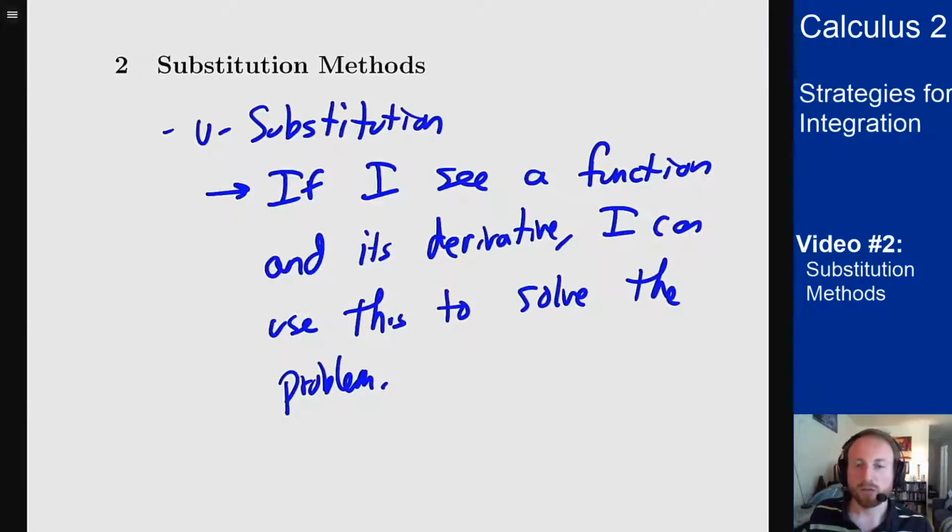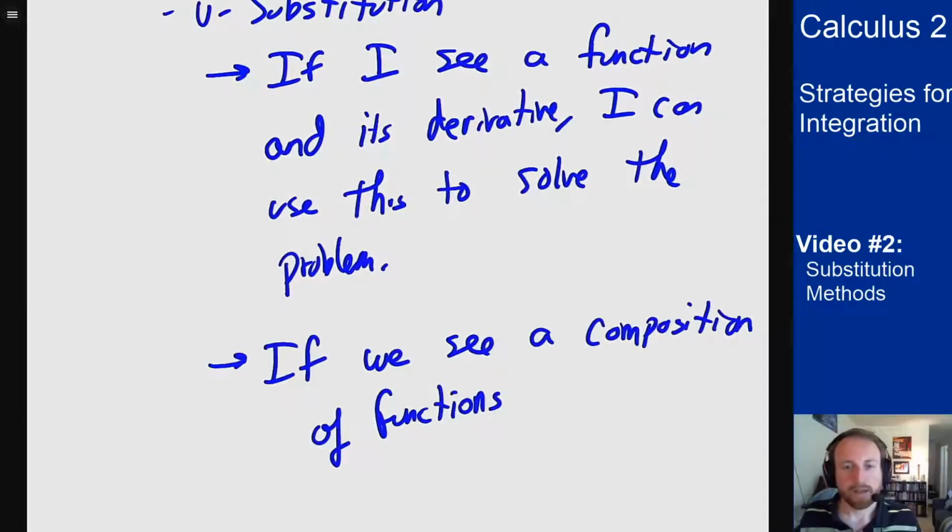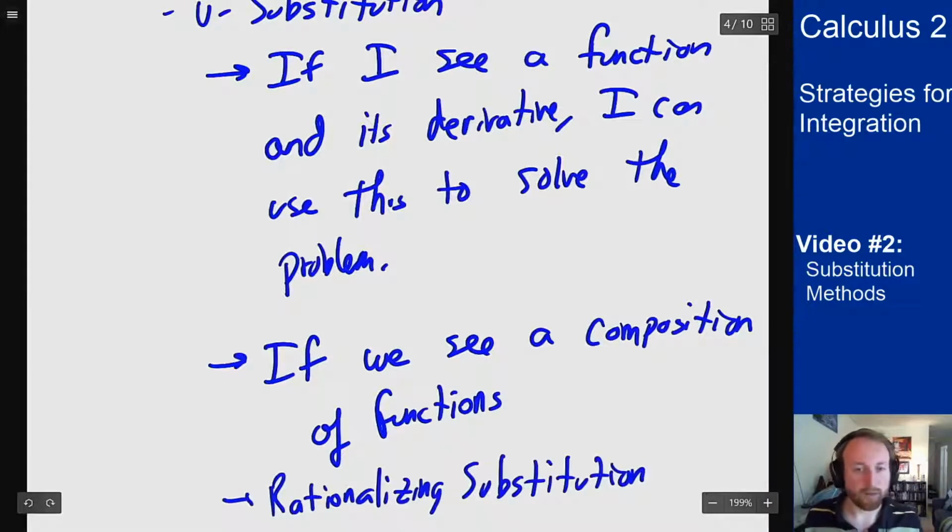You also will want to think about this when you see a composition of functions. When you see one function inside another, we have no way to integrate that right away, but if we can get rid of that part that's inside, make it a u, then we'll be able to integrate the resulting expression. There's also one more way this comes up, and that's the idea of a rationalizing substitution. And we'll do an example about that one in a bit.